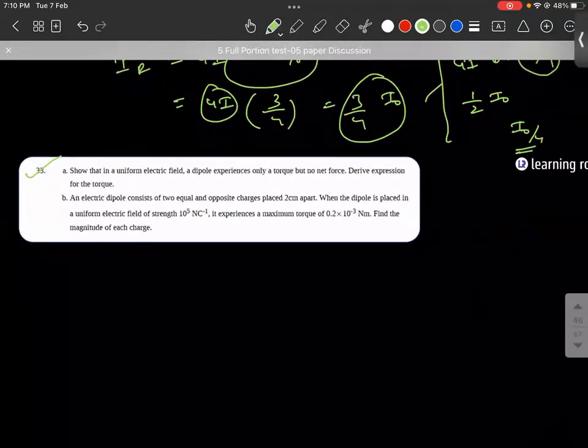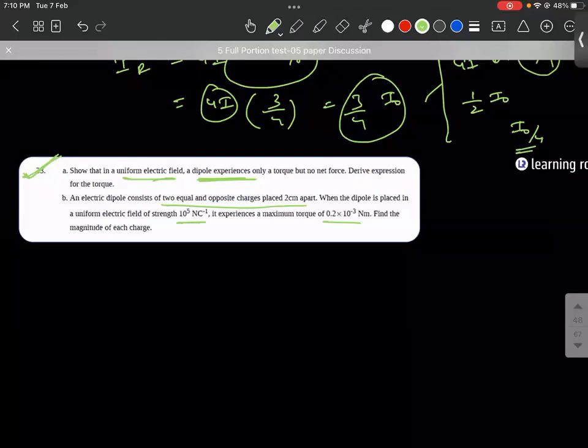33. Show that in a uniform electric field, a dipole experiences only torque but no net force. So this you know. Similarly, a dipole consists of two equal and opposite charges placed 2 centimeters apart. The dipole is placed in a uniform electric field of 10 power 5 Newton per Coulomb and experiences the maximum torque of 0.2 into 10 power minus 3 Newton meter. Find the magnitude of each charge.